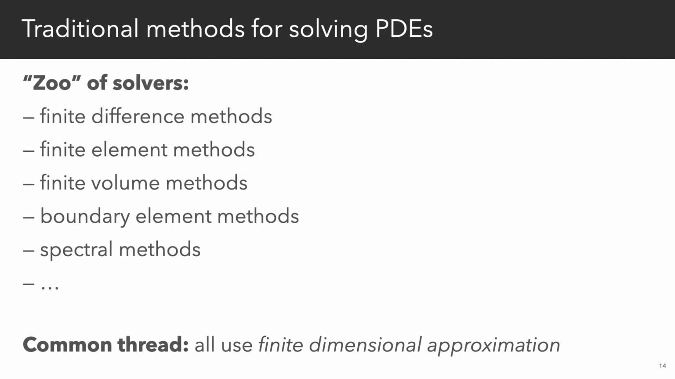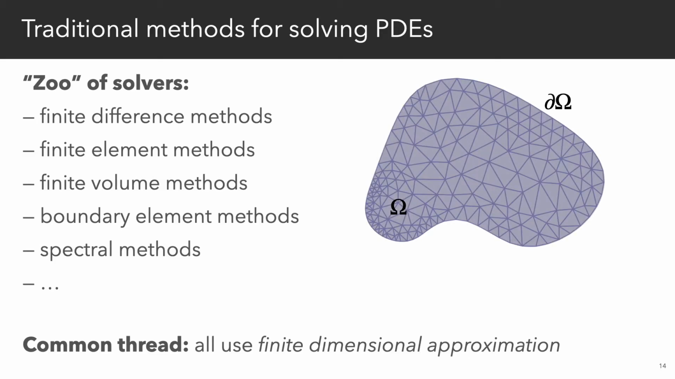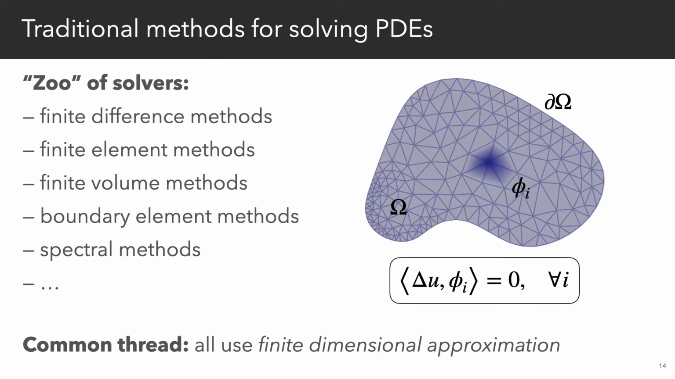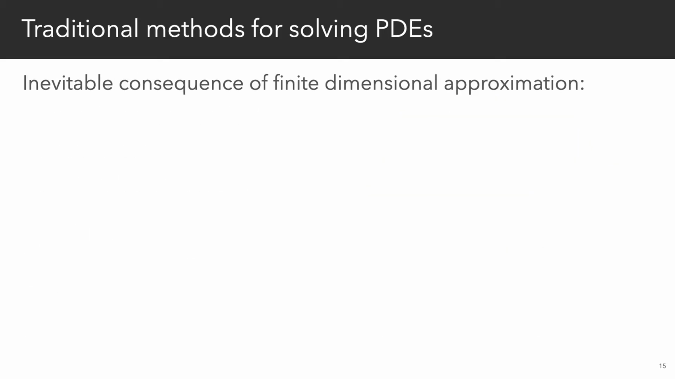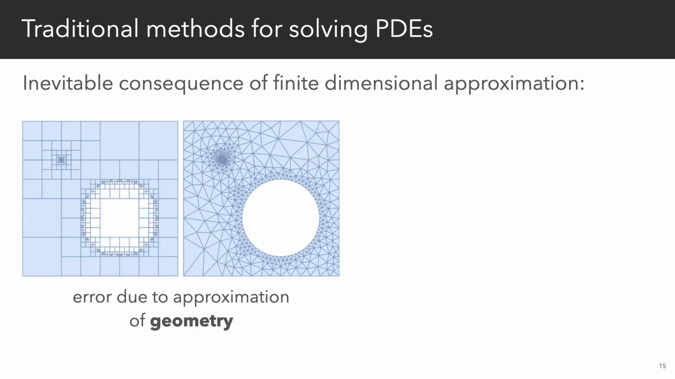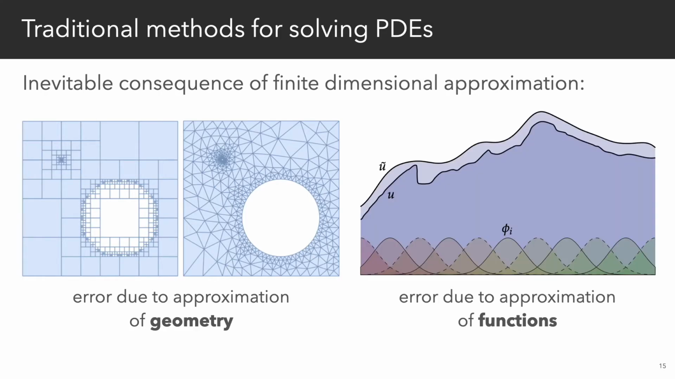So, using the finite element method as an example, the typical pipeline is to first dice up our domain into tiny pieces to form a mesh. We then use the mesh to find some basis functions phi sub i, which we further use to assemble and invert a linear system to solve a Laplace equation in some weak sense. But if we do things this way, then we'll necessarily have errors both due to the approximation of geometry as well as the approximation of functions.